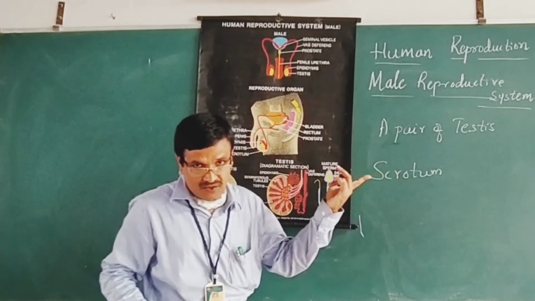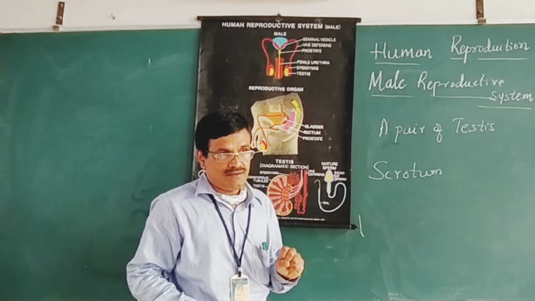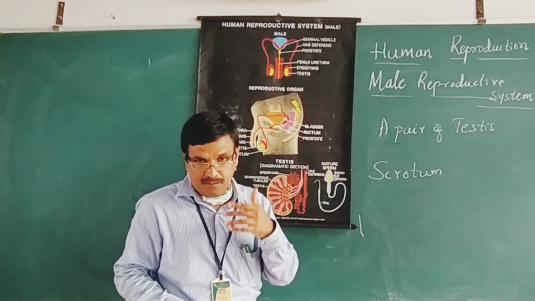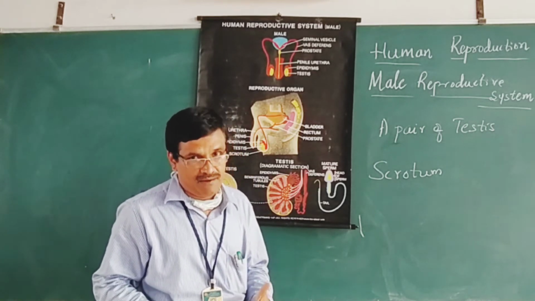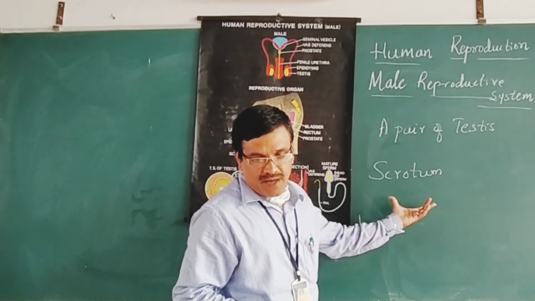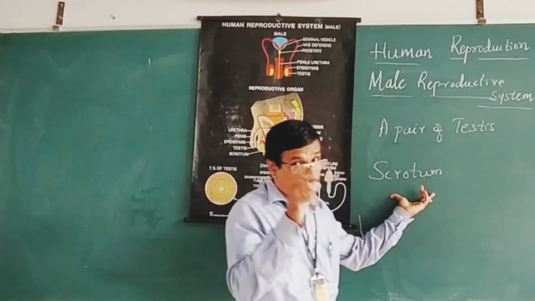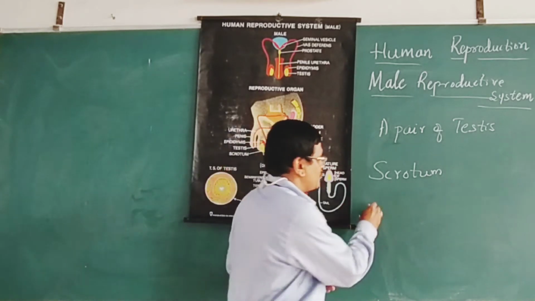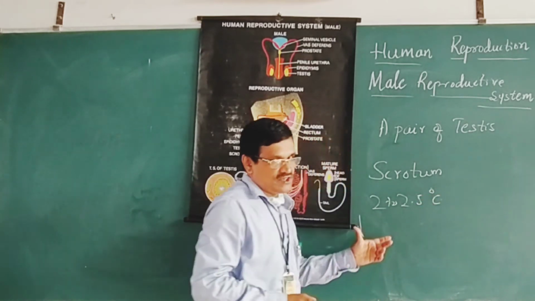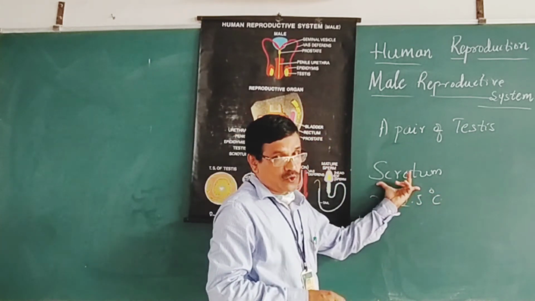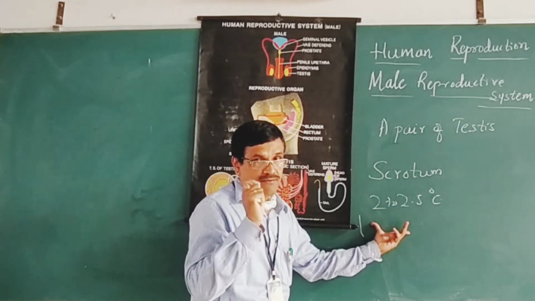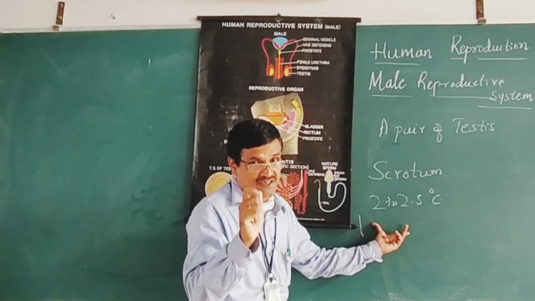Scrotum is a pouch which encloses the pair of testes, and it is situated below the abdominal cavity in the pelvic region. This scrotum helps in maintaining the low temperature of the testis, that is 2 to 2.5 degrees Celsius lower, and this range of temperature is very essential for the formation of sperm, that is the spermatogenesis.